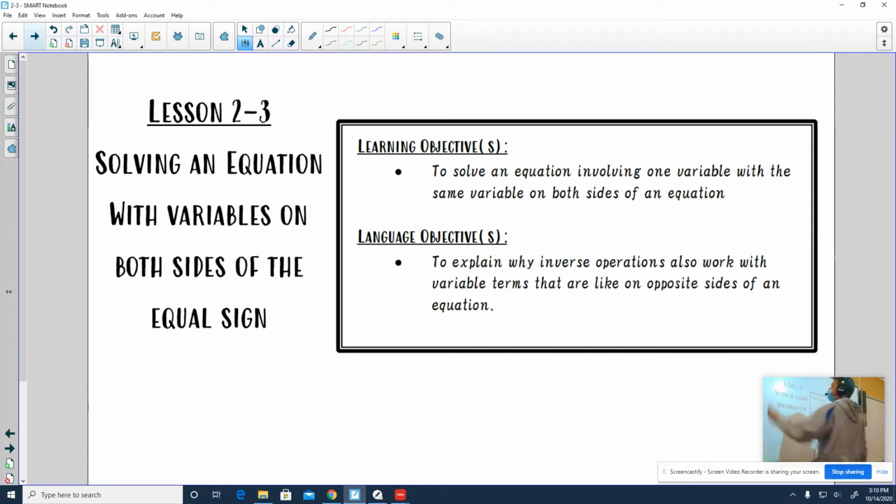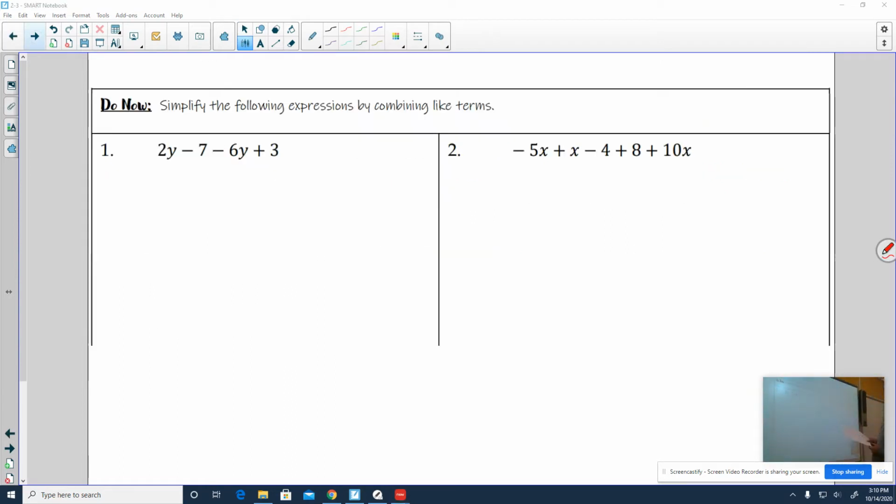We're going to talk about that a little bit today too. The first thing I'm going to ask you to do is take a look at the do now, which asks us to simplify the following expressions by combining like terms. Okay, no parentheses here. Remember, simplest form, no parentheses, and all like terms combined. Take a second right now, pause the video, and simplify 1 and 2.